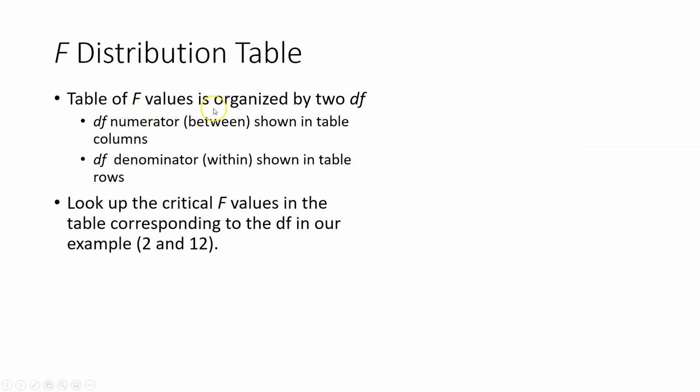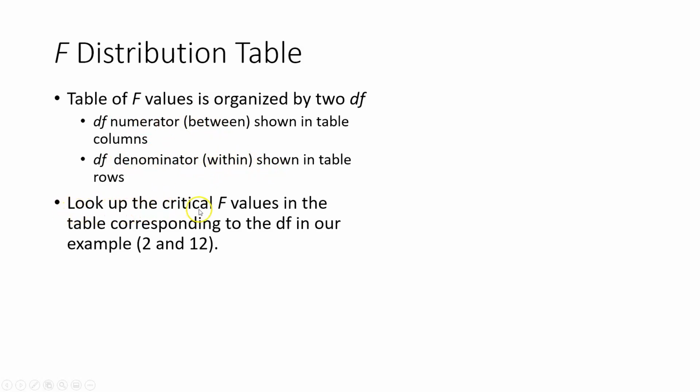So the table of F values that you should have downloaded and perhaps even printed before you started this module is organized by 2 degrees of freedom. It's labeled in the table as numerator and denominator. I hope that you've printed it so that you can write in on the table between and within, because those are the words we're going to be using, and it's a little confusing to have the table labeled numerator and denominator. So just pencil in, write in, next to the numerator, between, and next to the denominator, within.